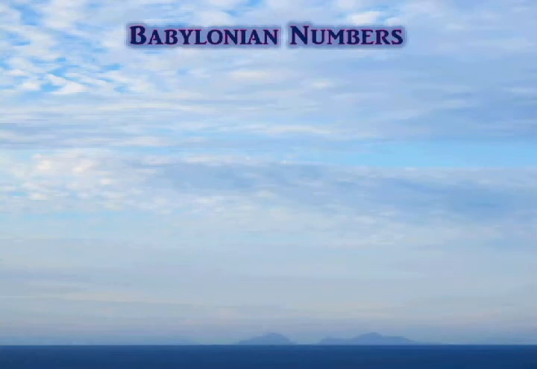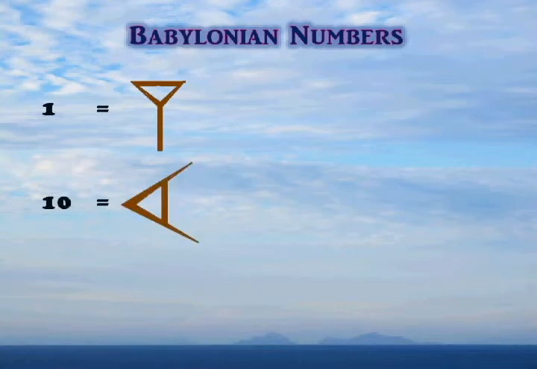Let's proceed to the Babylonian numbers. The symbol for number 1 is this, and the symbol for number 10 is this. So, if we have a number 35, the symbol will be this.